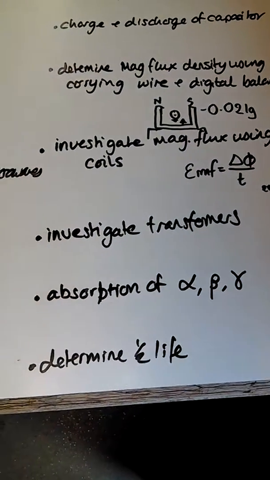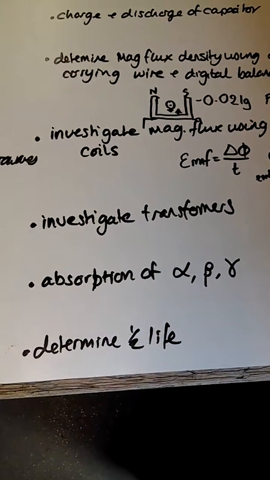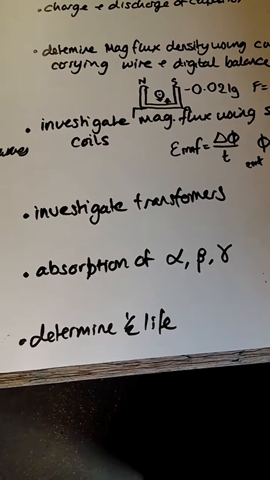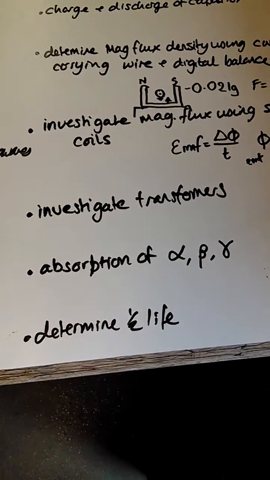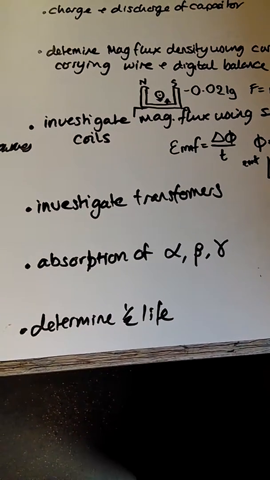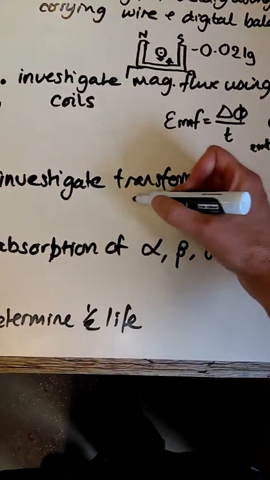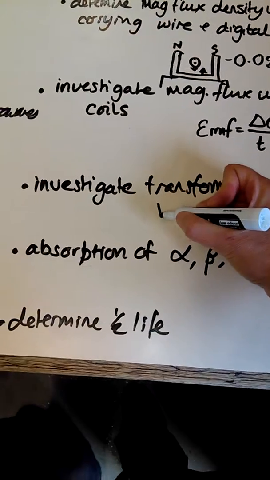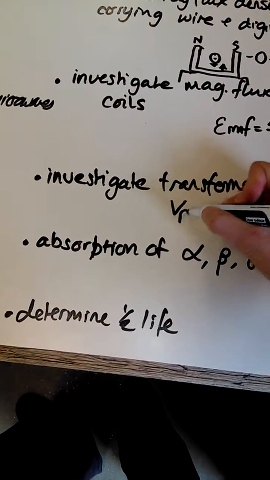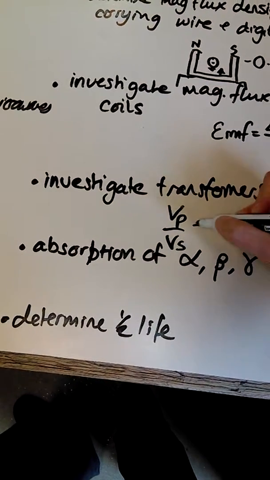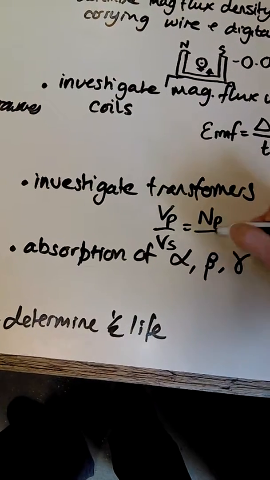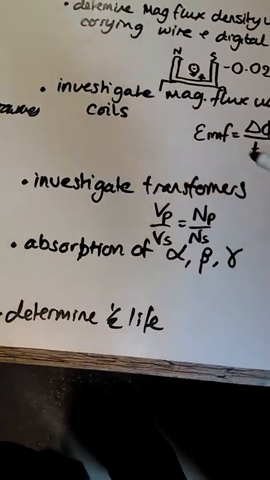Investigating transformers, we did that in class. Remember that you'd need something that would measure the alternating potential difference or the alternating current on them, and that's just how you can verify the equation that the ratio of the potential differences is equal to the ratio of the number of turns.